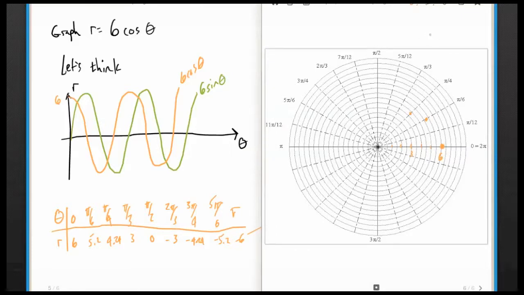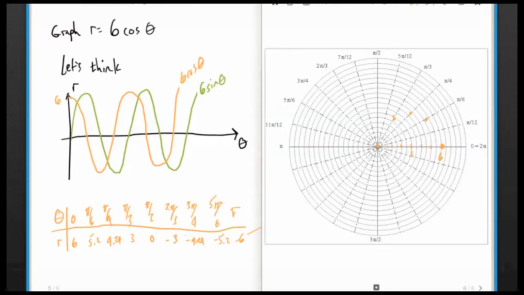I don't want to move the picture. All right. And then at pi over 3, it drops down to 3, because the cosine of pi over 3 is 1/2. So here's my 3 line, like that. And then at pi over 2, it drops all the way down to 0. So we've got a point there.